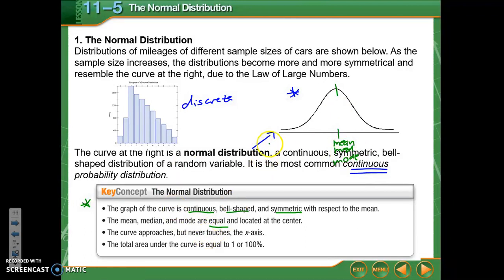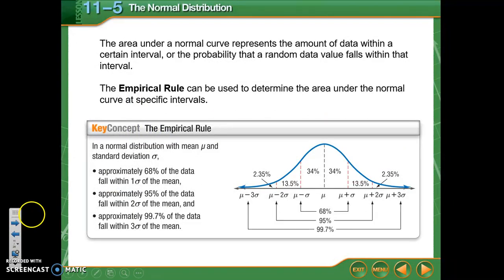The curve approaches but never actually touches the x-axis, so the x-axis is an asymptote. And the total area under the curve is 1 or 100%. So if I add together all the probabilities under this curve, I get 1 or 100%. The area under that normal curve represents how much data is within a certain interval, or the probability that a random data value falls in that interval given a specific situation.